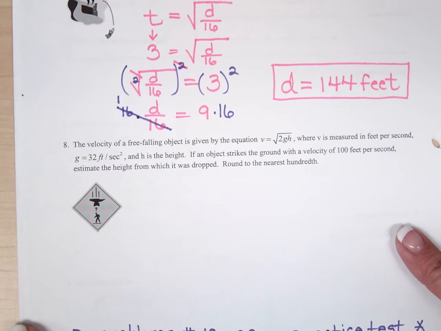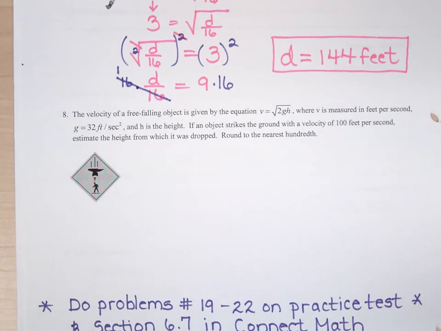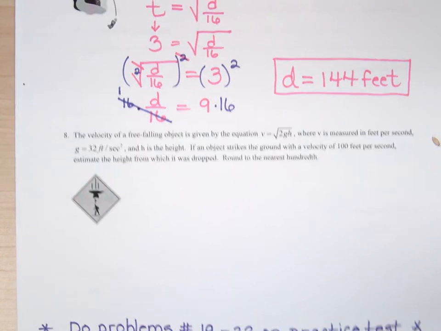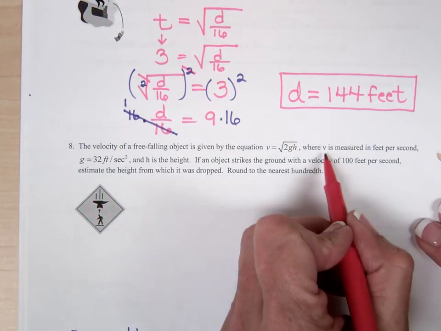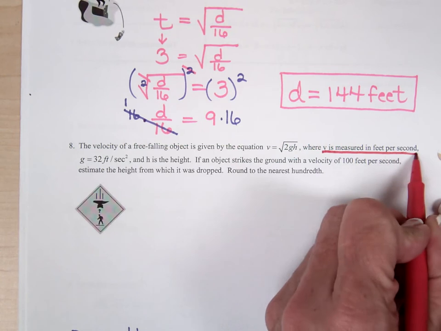Number 8, similar kind of problem. The velocity of a free-falling object is given by the equation v equals square root of 2gh. V is measured in feet per second.